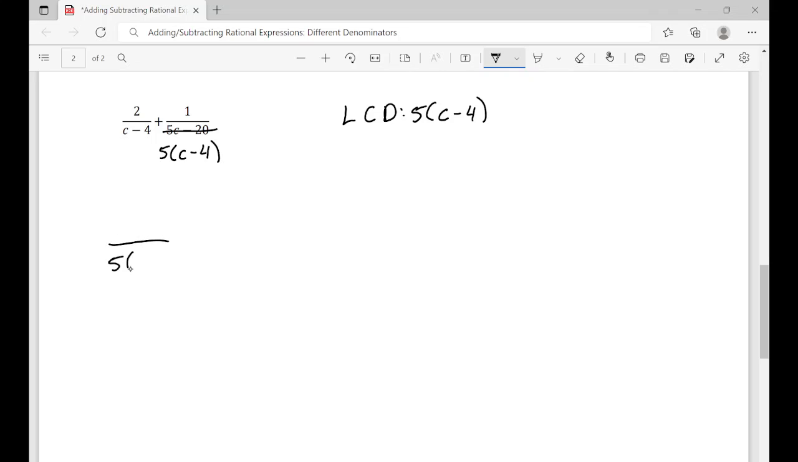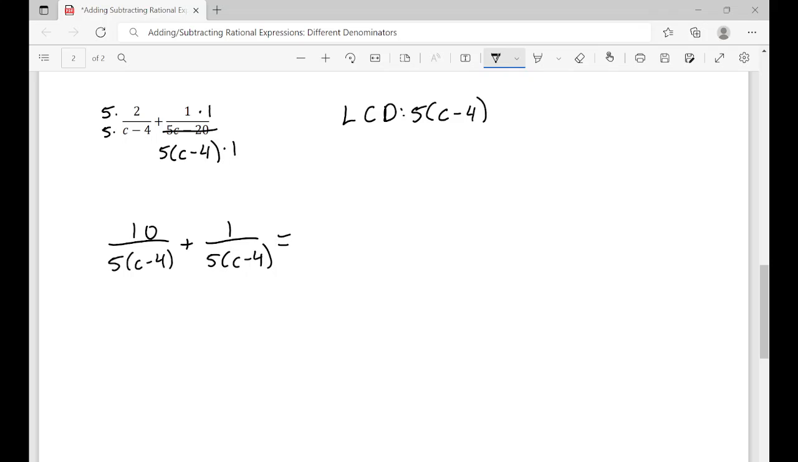So now I write my two fractions with the LCD. And what do I need to multiply c minus 4 by to get 5 times c minus 4? I need to multiply it by 5. And I'm going to do the same for the top, which will give me 10. And what do I need to multiply 5 times c minus 4 by here to get 5 times c minus 4? I don't have to multiply it by anything, but technically it would be multiplied by 1. So I'll multiply the top by 1 as well, and I will get 1.